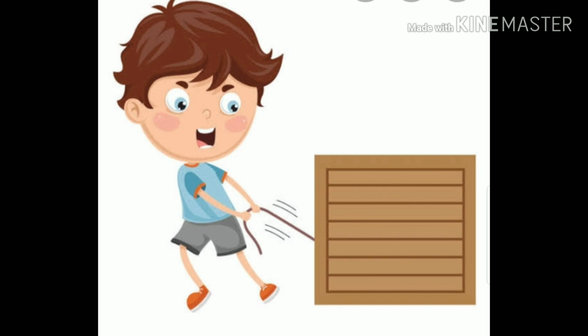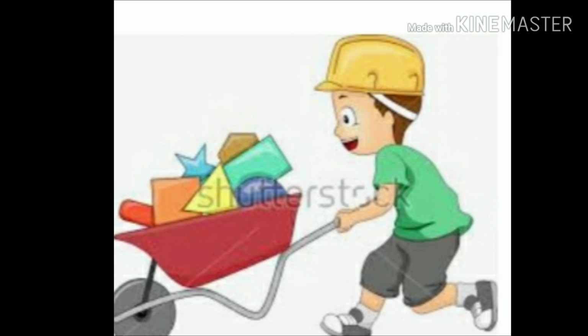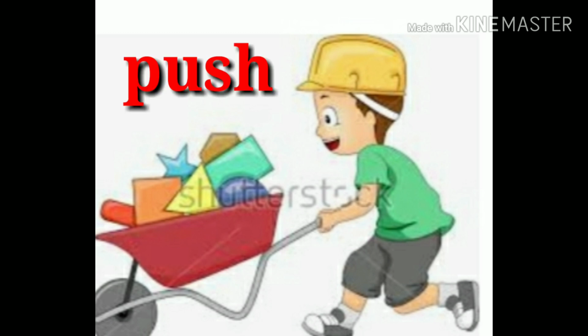Which force is used here? Pull or push? The answer is pull. A boy is pulling the box. Which force is used here? Pull or push? The answer is push. A man is pushing the trolley.